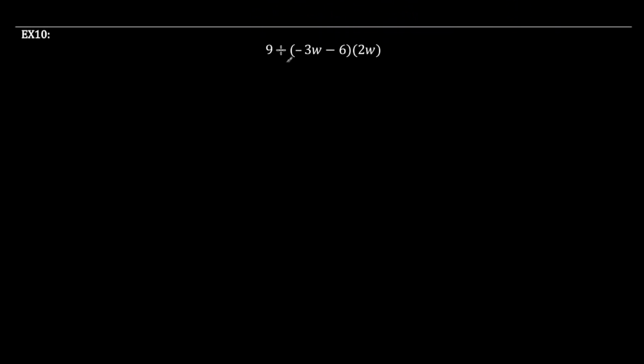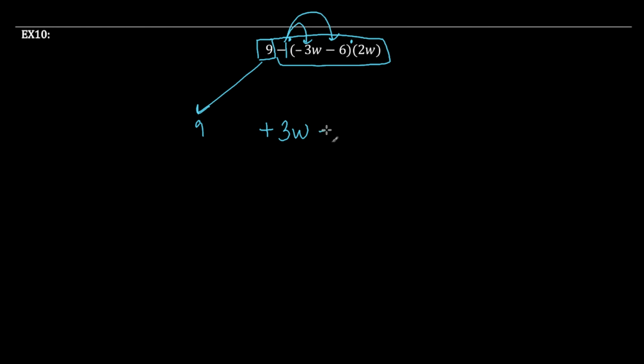So we have 9. We take away 1 times negative 3w minus 6 times 2w. So we have 9. And we take away 1 times all of this. There's nothing to do with the 9, so we just bring it down. So let's try this. Negative 1 times negative 3w. Negative times negative is a positive. I'm going to write it over here. 1 times 3w is 3w. So now a negative times a negative is a positive. 1 times 6 is 6.